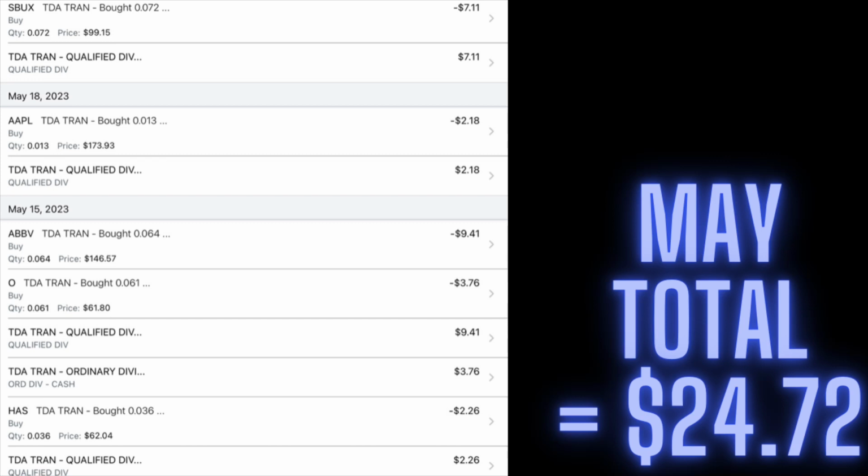Next, we got our monthly dividend from Realty Income, $3.76 from them. Good to see that compounding every month. I also believe that Realty Income's at a pretty attractive price right now as well. Next, we got a pretty large dividend from AbbVie. We got $9.41 from them. I reinvested that at $146.57, which I think is a pretty solid price to reinvest at.